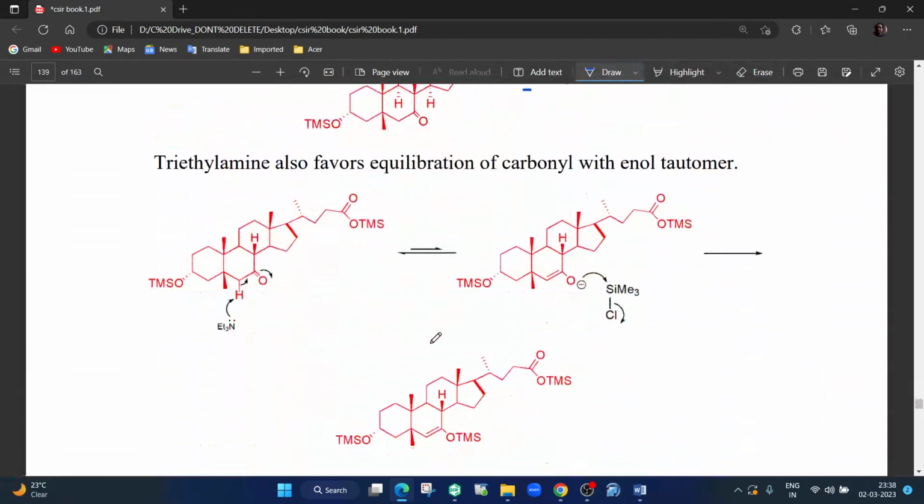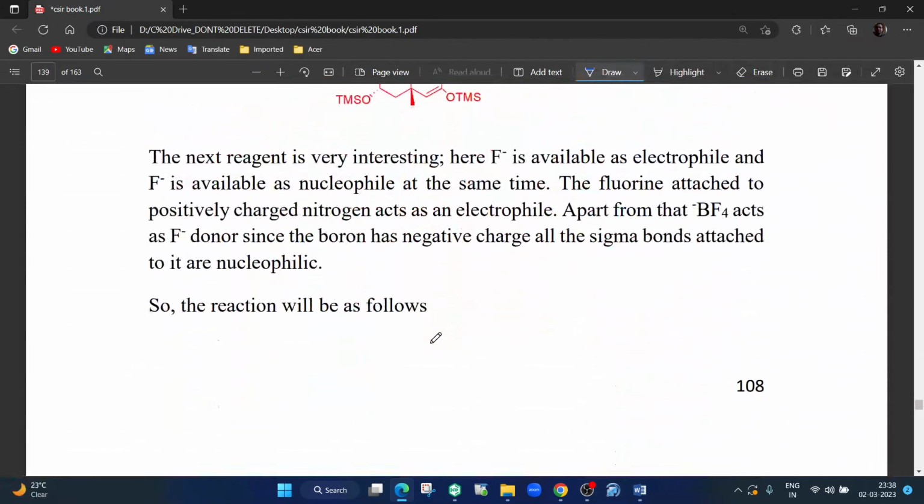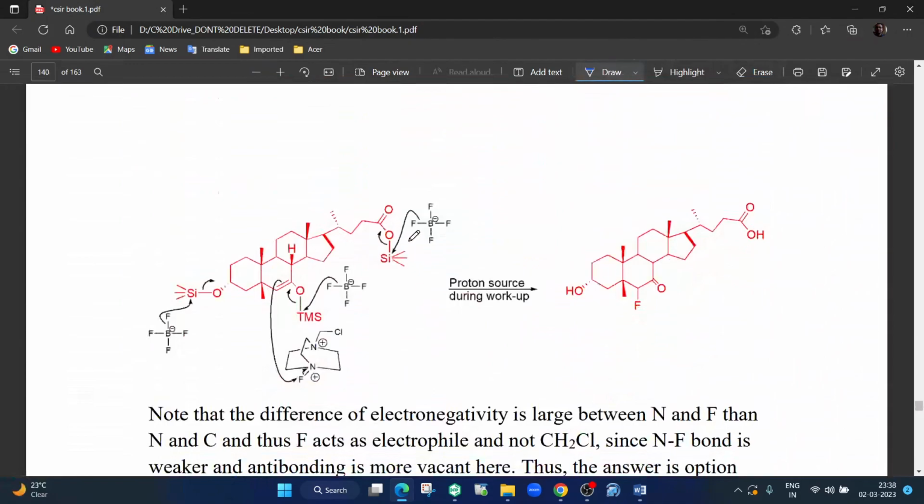So once this is formed, then this fluoride goes and picks up this silicon, and this is the deprotection step. This is the basis where everywhere we use this, we add fluoride ion. So this picks up F minus and comes here, and once you work up, it will pick up proton, it becomes OH. This also will become OH.